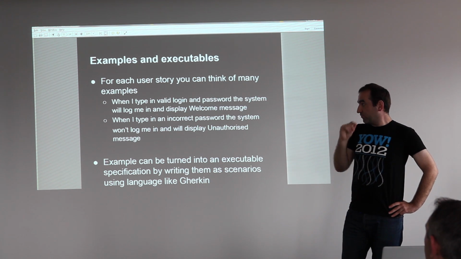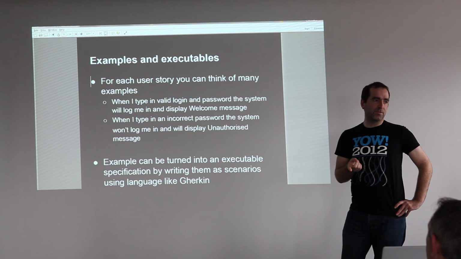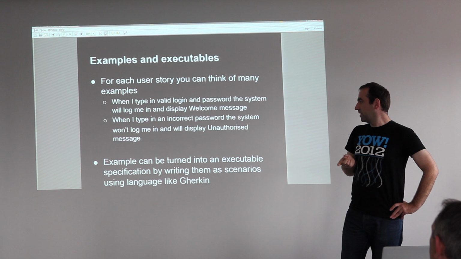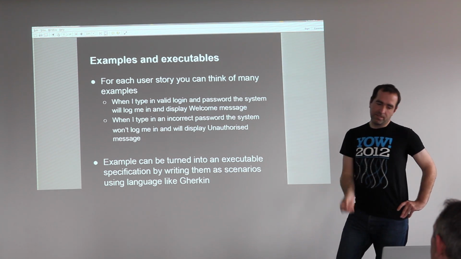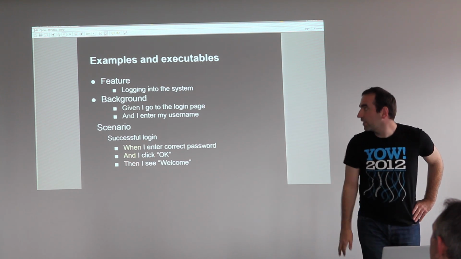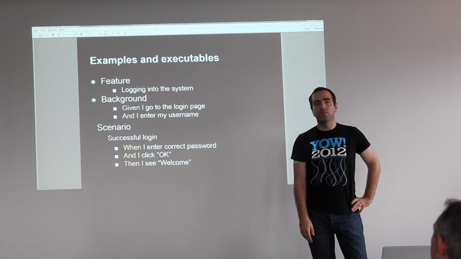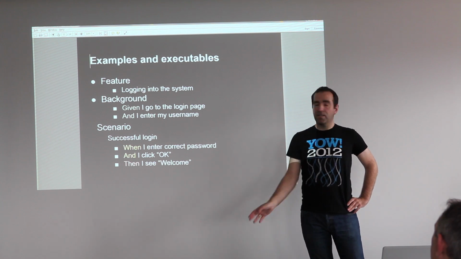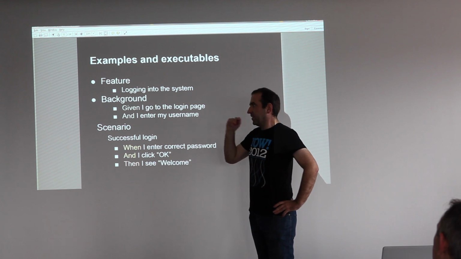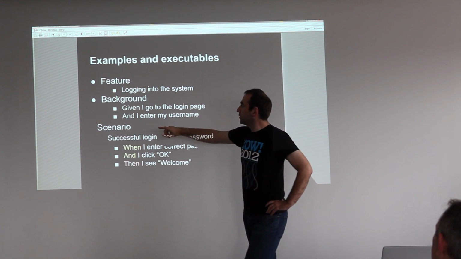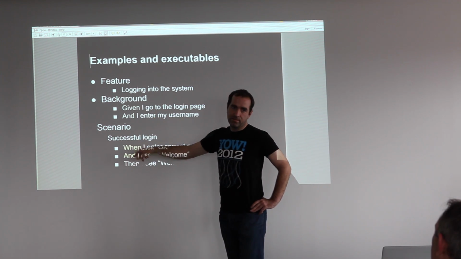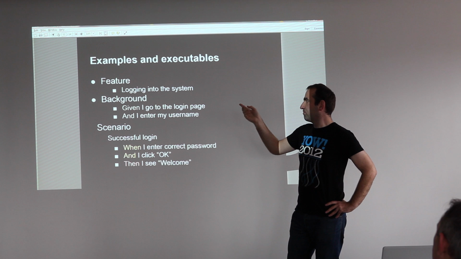Every one of those examples can be turned into an executable specification by rewriting the example in a language called Gherkin. An example of Gherkin is in the second slide. It's a pretty easy language. That language is used by BDD tools like Cucumber, JBehave, and a couple of others. The language is very simple and similar to natural language. Keywords are given, when, then, and "and" is an alias for any of those.